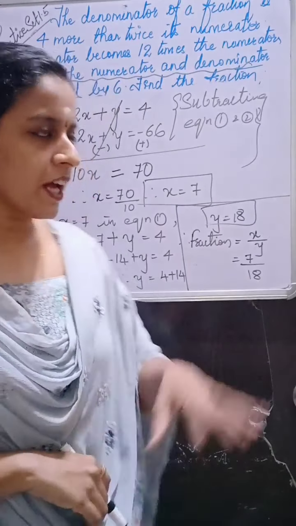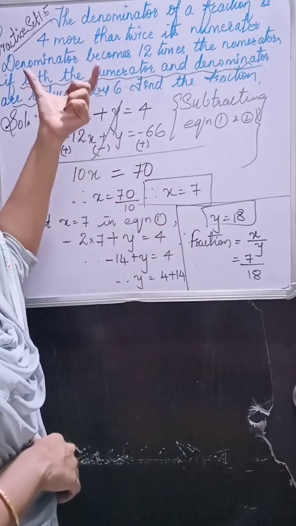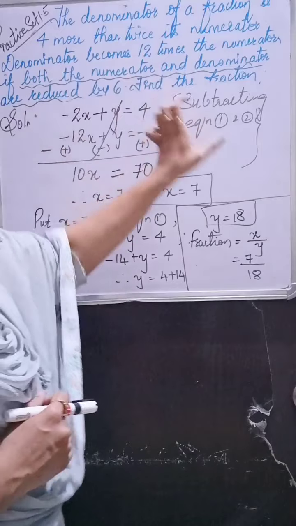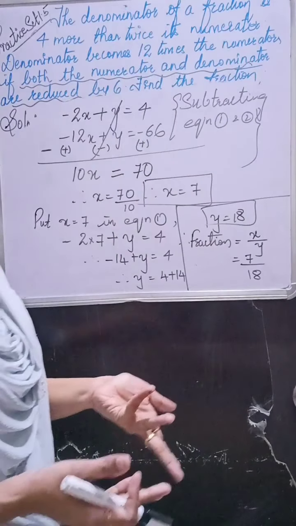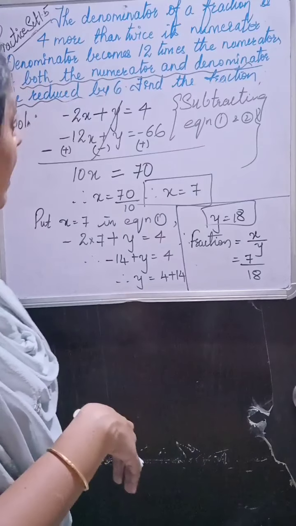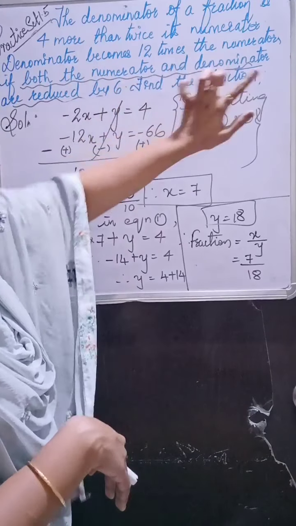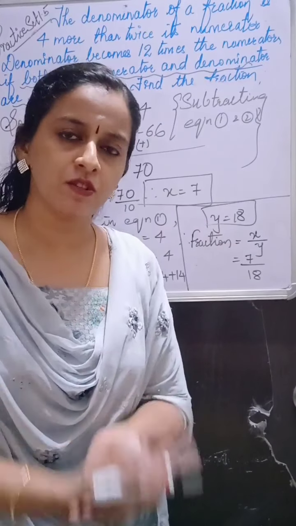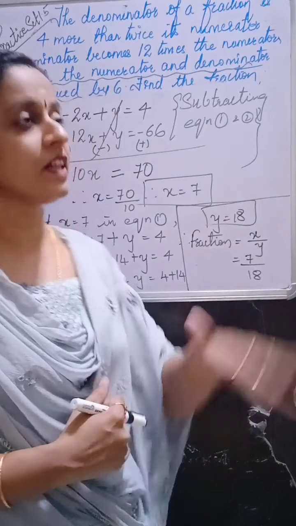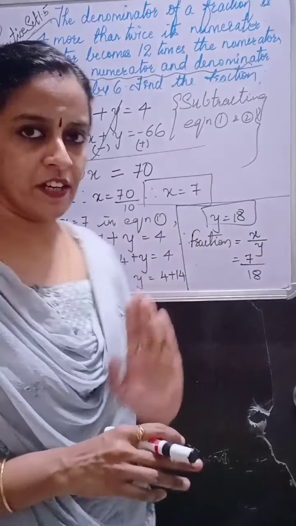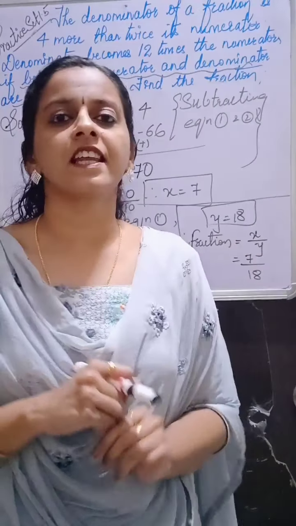Understood? Okay. So for the second condition you have to pay a little more attention. Denominator becomes 12 times the numerator. Don't write that directly. The condition comes later, when both the numerator and denominator are reduced by 6. So first we have to subtract 6 from numerator, 6 from denominator, then write it in this form. So we did that and we got our answer. Write the final answer and highlight it.